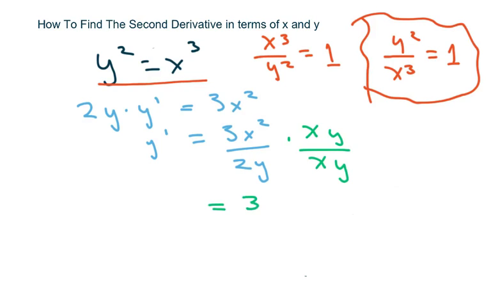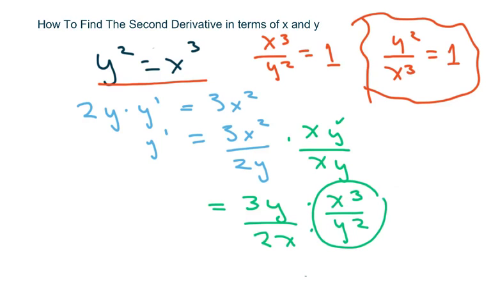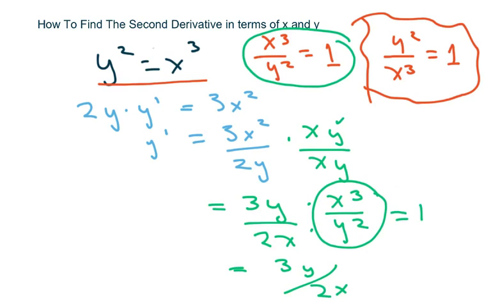So I'm going to write this as 3y, this y here, times x cubed, and this is going to be 2x times y squared. Okay? So this right here we know equals 1 from right up here. So my new derivative is 3y over 2x. Now the reason I want to do that is because I don't want to have to deal with this 2 right away. You don't have to do that, but I'm going to do that. So my first derivative is going to be 3y over 2x.